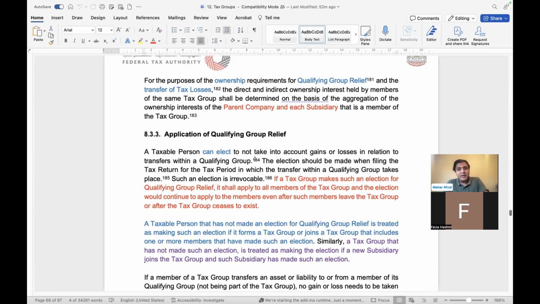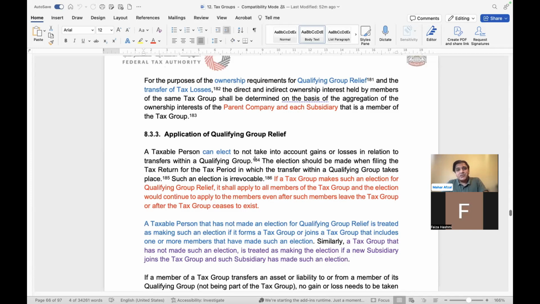If all these conditions are satisfied, then they can opt for qualifying group relief. Once they opt, the group transaction will not be subject to corporate tax. So for this ownership condition, minimum 75% ownership is required. For the minimum 75% ownership, only the share of group entities, the parent and each subsidiary, will be considered.